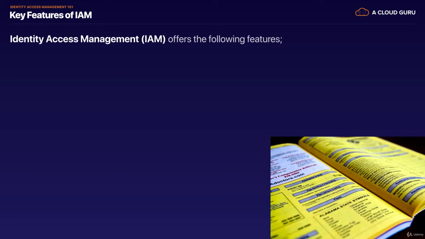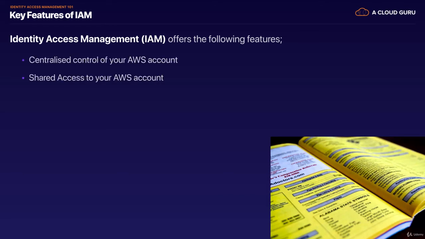So Identity Access Management offers the following features. It gives you centralized control of your AWS account. It gives you shared access to your AWS account. It gives you granular permissions. So you can say, okay, I want people to be able to access this service, but I don't want people to be able to access that service.